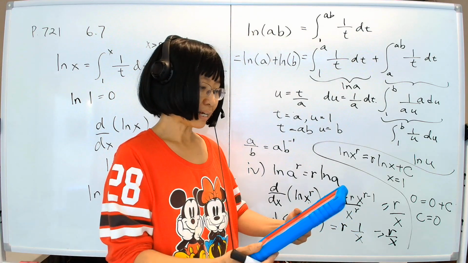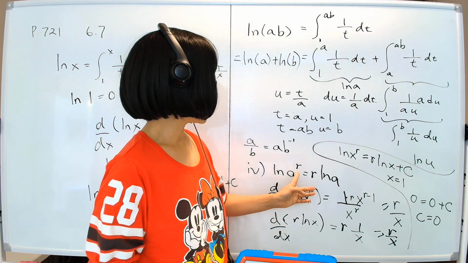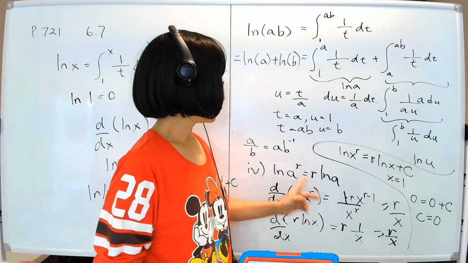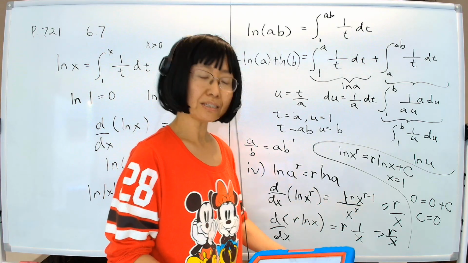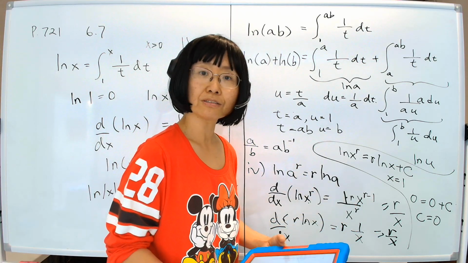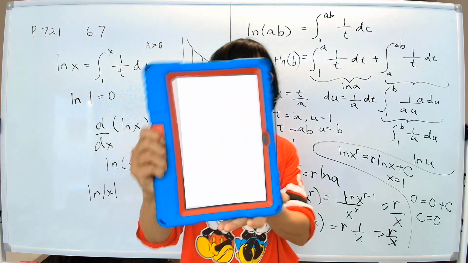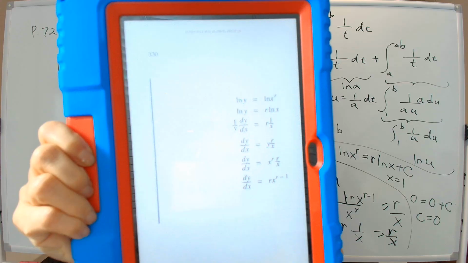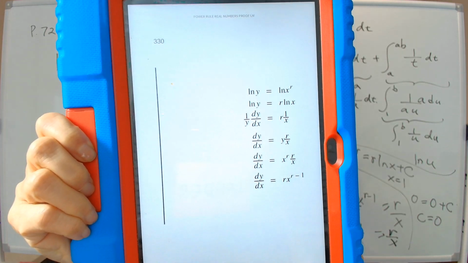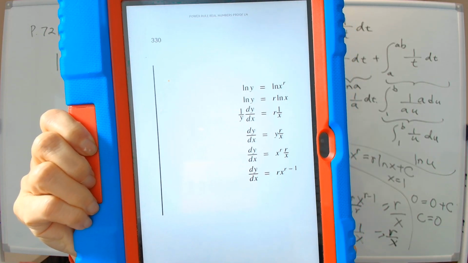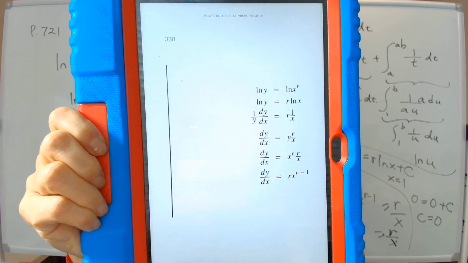Let me show you the evidence why the aliens restricted the power rule to rational numbers, that they only know how to do rational numbers. They don't know how to do the real numbers. The reason is, here's a screenshot from your book from page 330, and it is the proof of the power rule for real numbers.